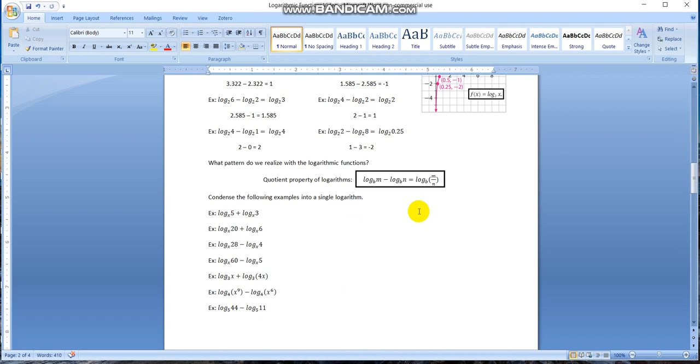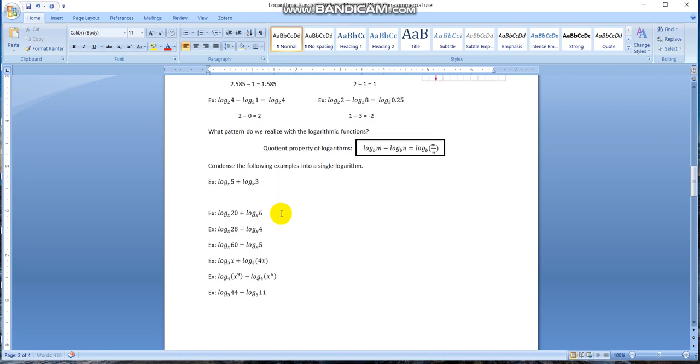Okay? So what we have here, I'm just going to copy this, so I don't need to copy it over and over. Okay, so it says consider the following examples. Condense the following examples into a single logarithm. Okay, so what I see here is, well, you have an addition symbol. 5 times 3 is 15. So this is log base x of 15. In other words, 5 times 3.